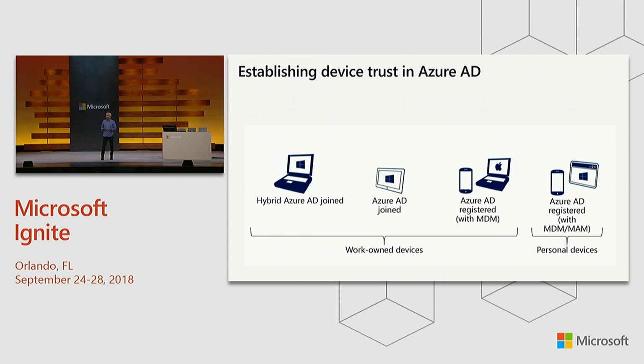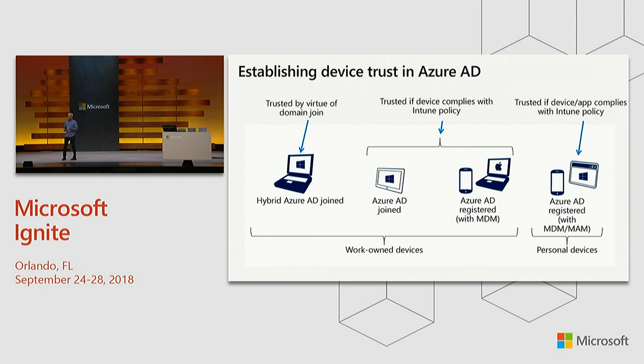And the way we would establish trust for these devices is, in the case of hybrid Azure AD join, just by virtue of it being joined to your Active Directory. Because you get to manage that device, you have full control on that device, you trust that device. And on the other side, for the Azure AD join and the Azure AD registered with MDM, the trust is established by Intune compliance policies. So Intune is able to evaluate compliance on an ongoing basis for these devices, and based on that, you can trust that a device is compliant and meets your corporate standards for it to have access to your resources. So that's the idea.